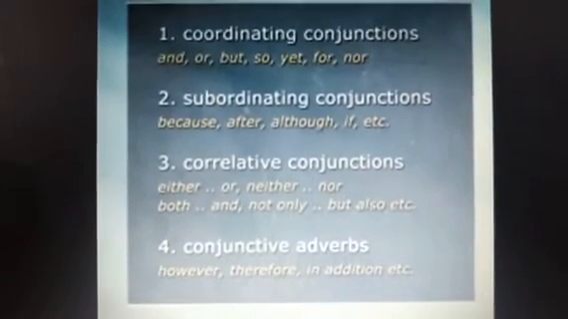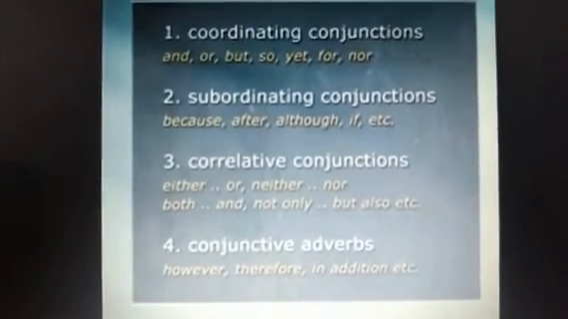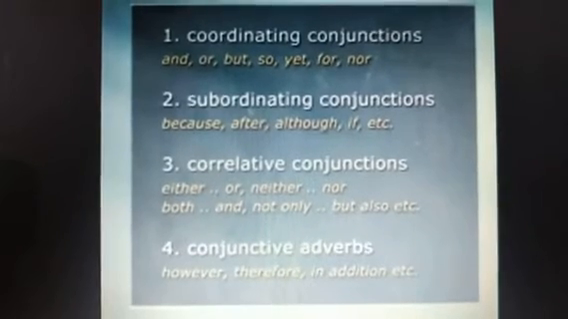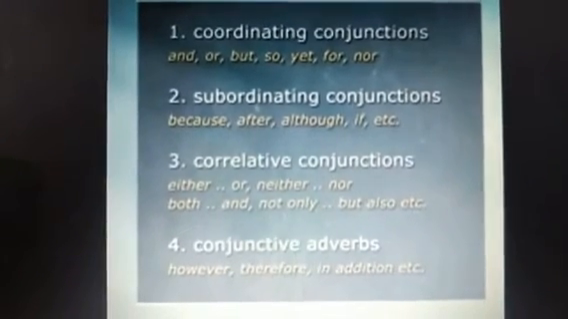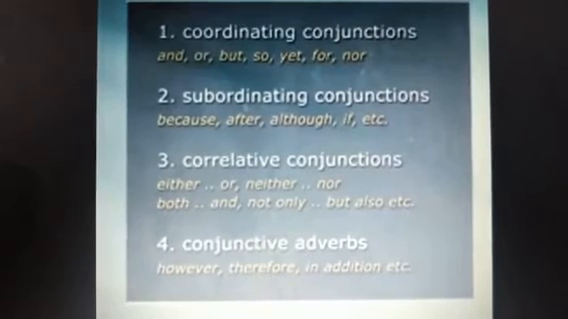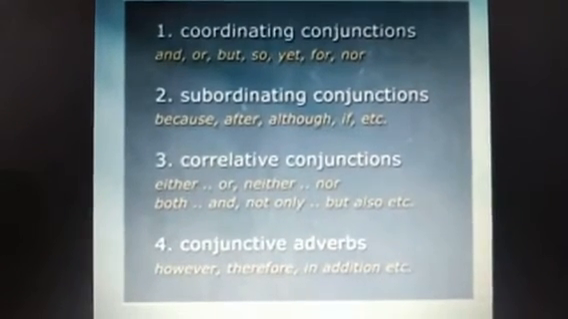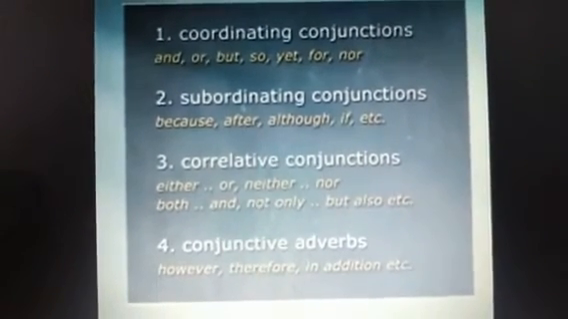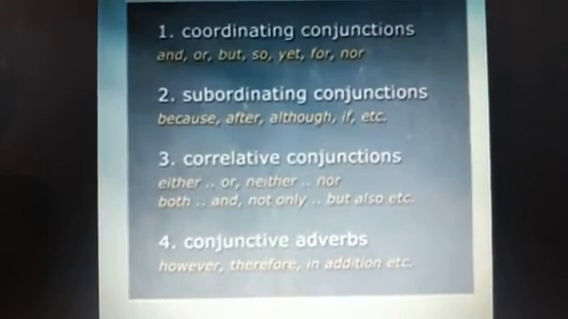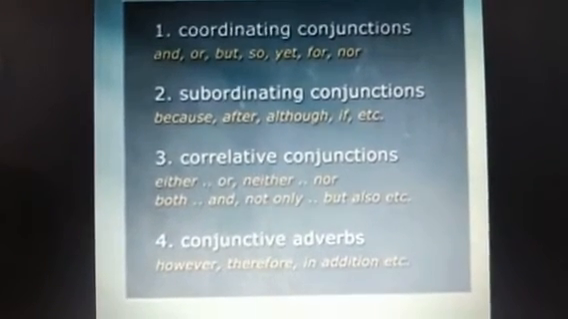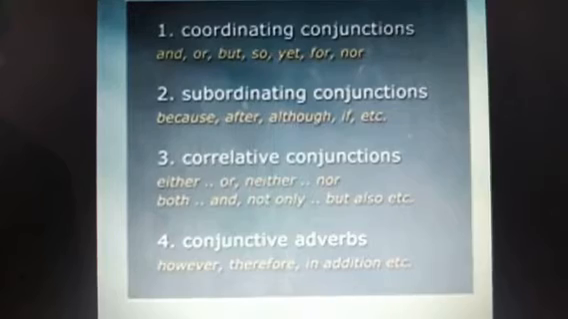And finally we have conjunctive adverbs. These are words like as a result, however, in addition to, and therefore. They are actually adverbs, but they act like conjunctions. Remember that. And they help to join parts of a sentence. Now don't be scared by all these names. These names are not important actually. What's important is knowing how to use these conjunctions correctly.